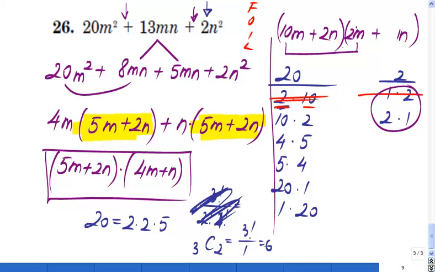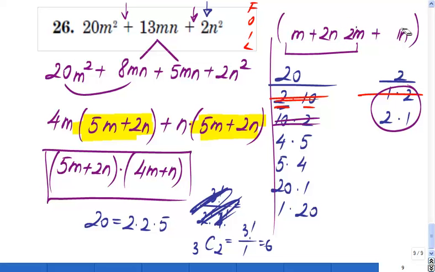10m times 2m, which is the product of the first, is going to be 20m squared. I'm good. 10m times n is going to be 10mn. And then I have 2 times 2, which is 4m, again, not good. So this one doesn't work. Looks like a combination with my 2 and 10 does not work. You're going to try the other one.